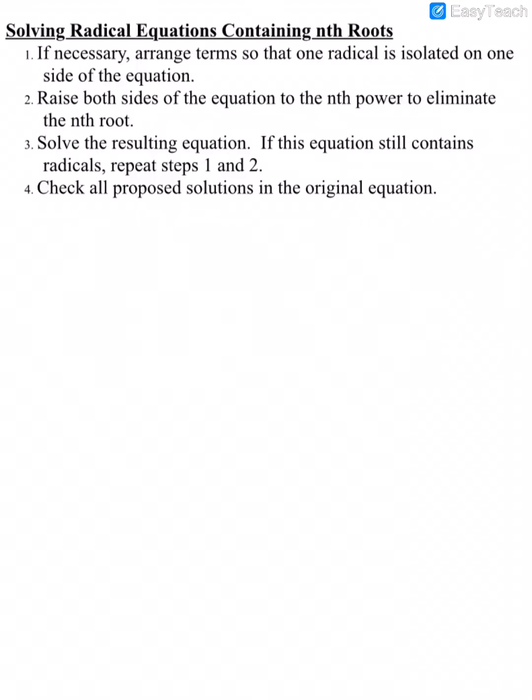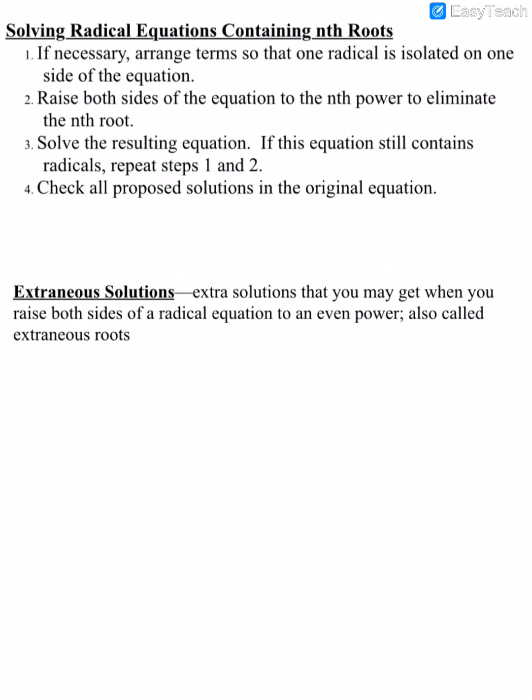So, like I just said, if it's a square root, we're going to raise it to the second power. If it's a cube root, we're going to raise it to the third power. And then we solve the resulting equations. If the equation still contains radicals, then we repeat steps 1 and 2. And then check all proposed solutions in the original equation. And the reason for that is, like I said, we could have extraneous solutions.